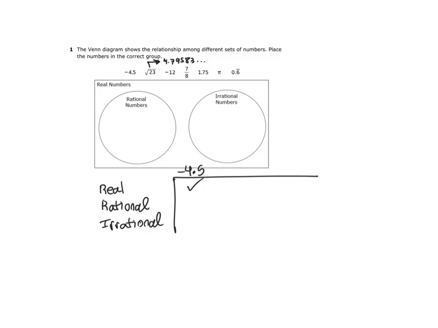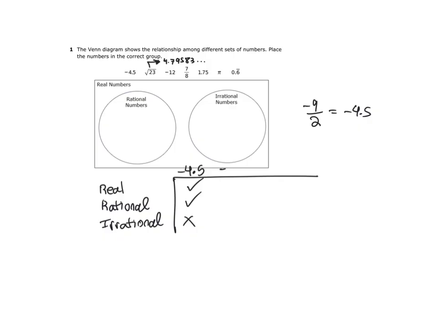Is it a rational number? Is it a ratio of two integers? Yes, it is. It's actually the ratio of negative 9 and 2, right? Negative 9 over 2 would be negative 4.5. Is it irrational? No, it's not. It's not possible for a number to be both rational and irrational. It's going to be one or the other of those two.